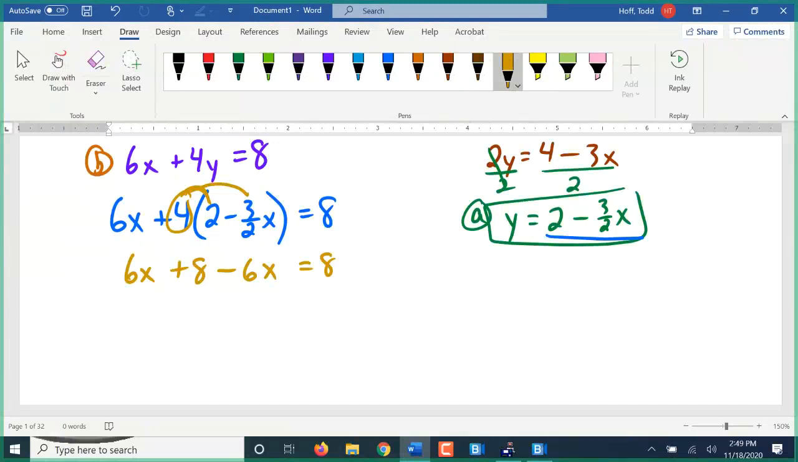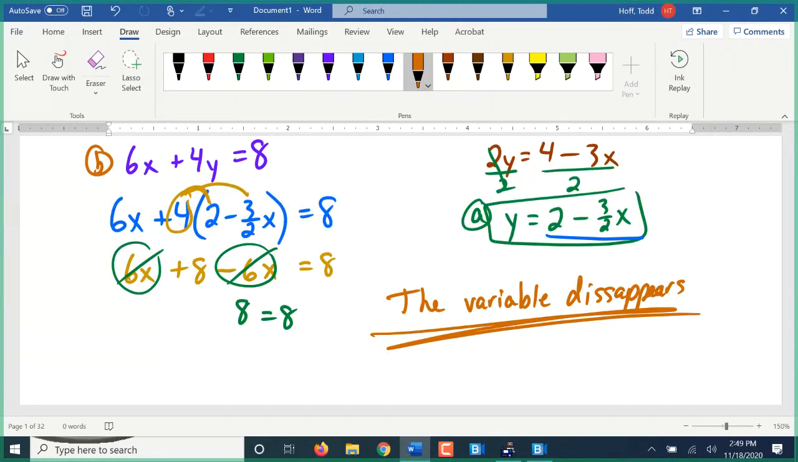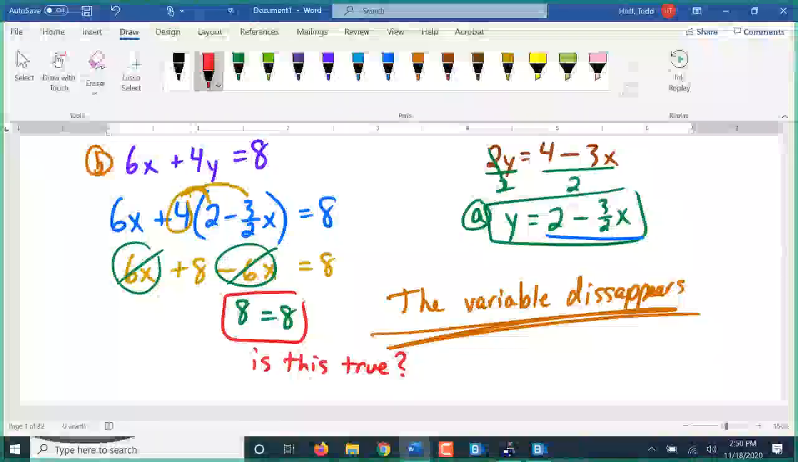Now we have to keep combining on the left side. 6x and negative 6x adds up to 0x, or just 0. So we get 8 equals 8. The variable disappears. When that happens, there's two possibilities. We have to ask, is this true? And it is. 8 does equal 8, doesn't it? What we get there is two things that are equal, a true statement, a true equation.